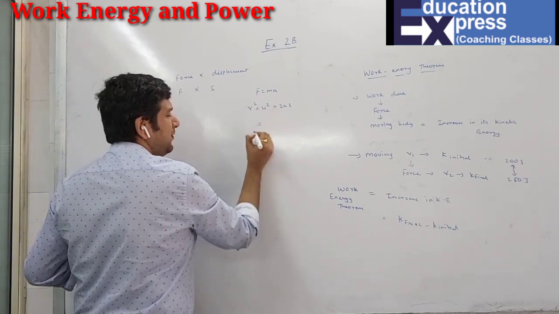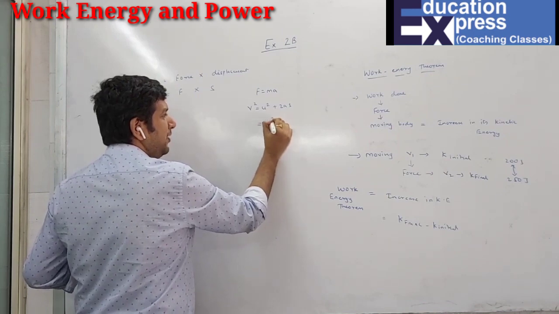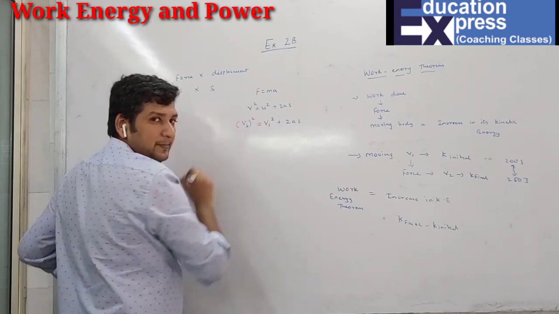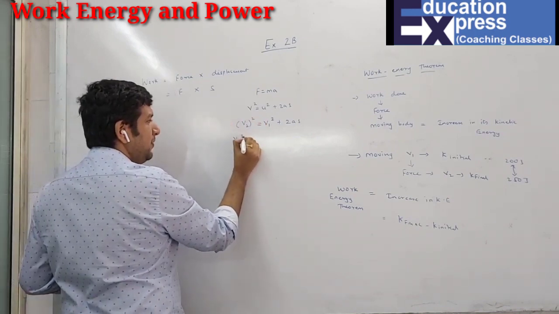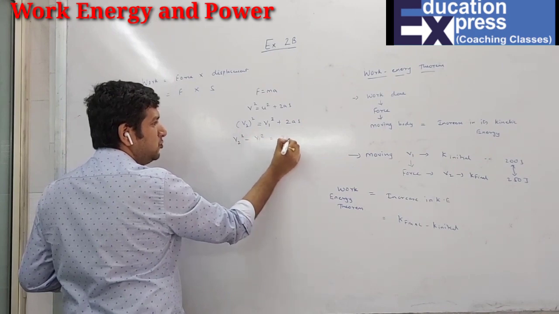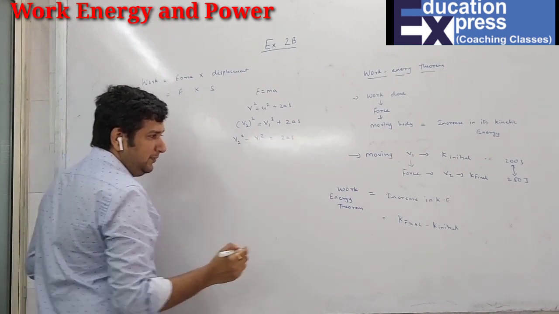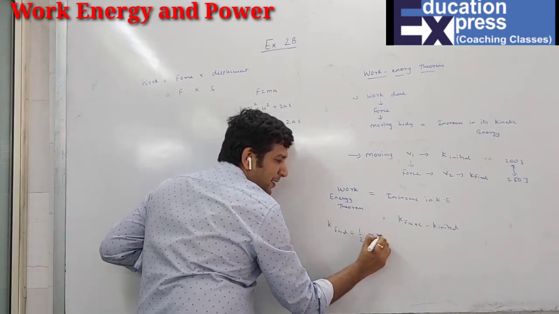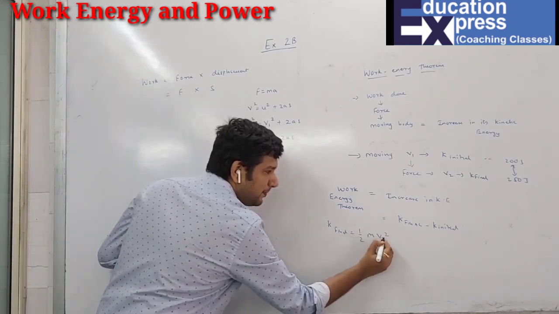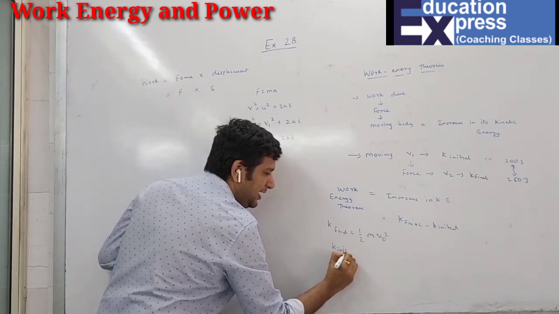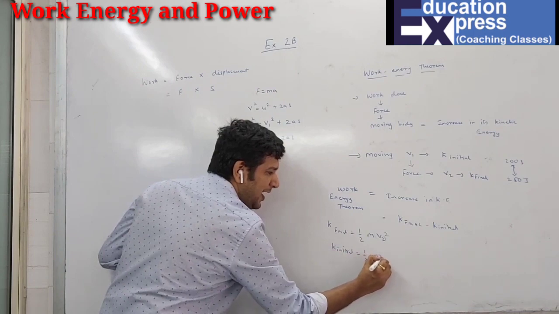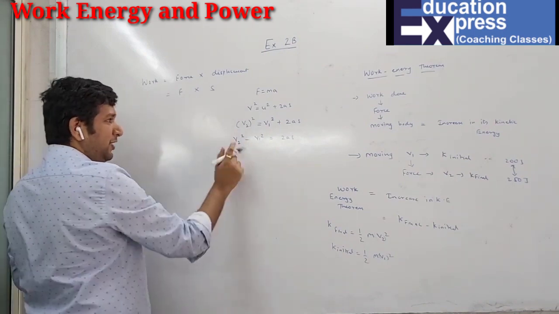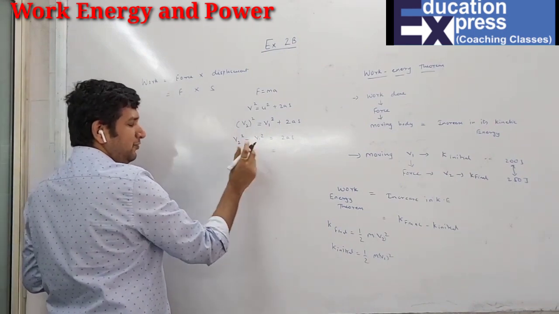What was the initial velocity, students? v1, and this is v2. So v2 square minus v1 square is 2as. One more thing: the final kinetic energy is half m into v2 square, and the initial kinetic energy is half m v1 square, where v1 is the initial velocity. So here we have v1 and v2.